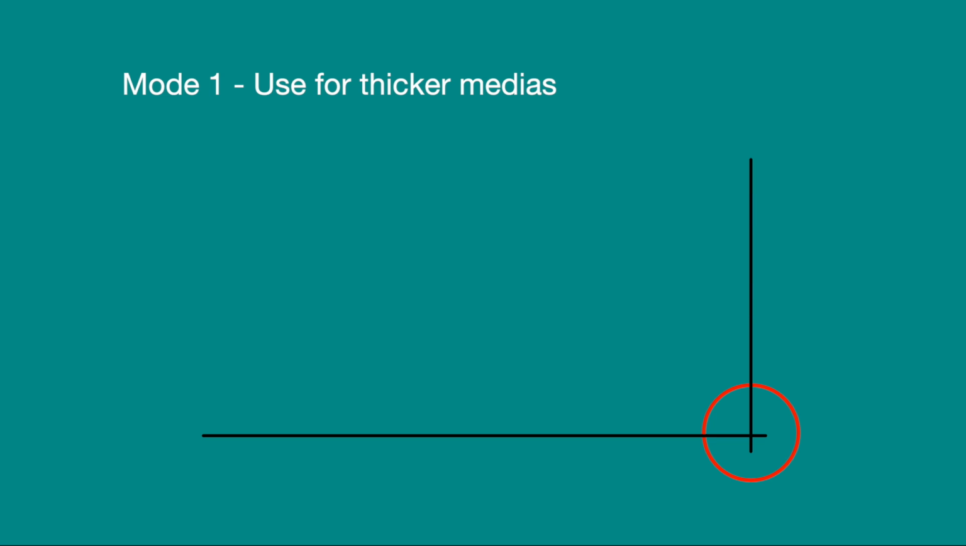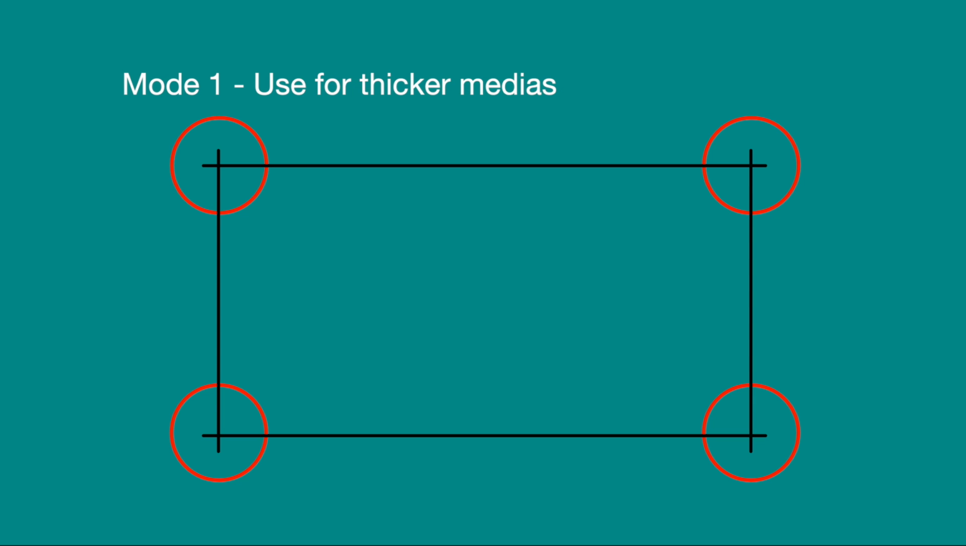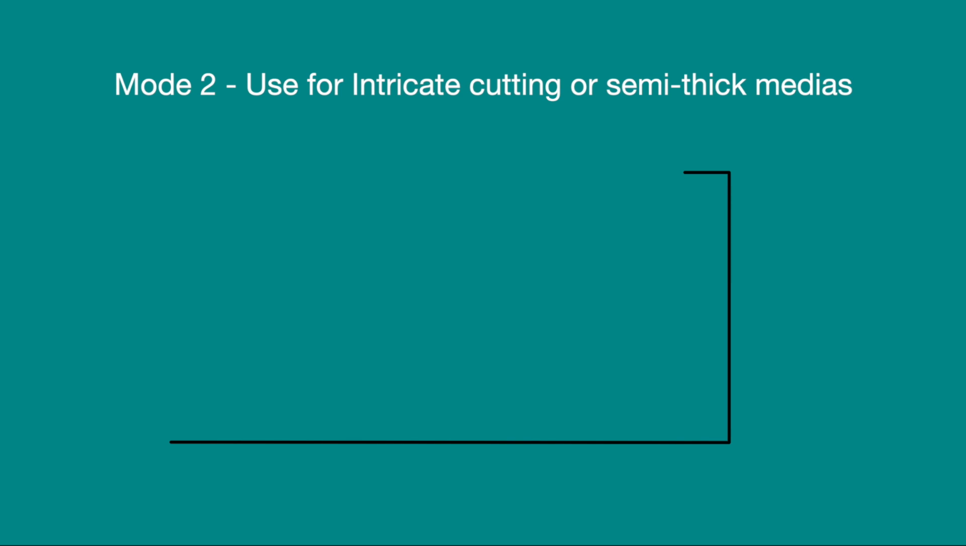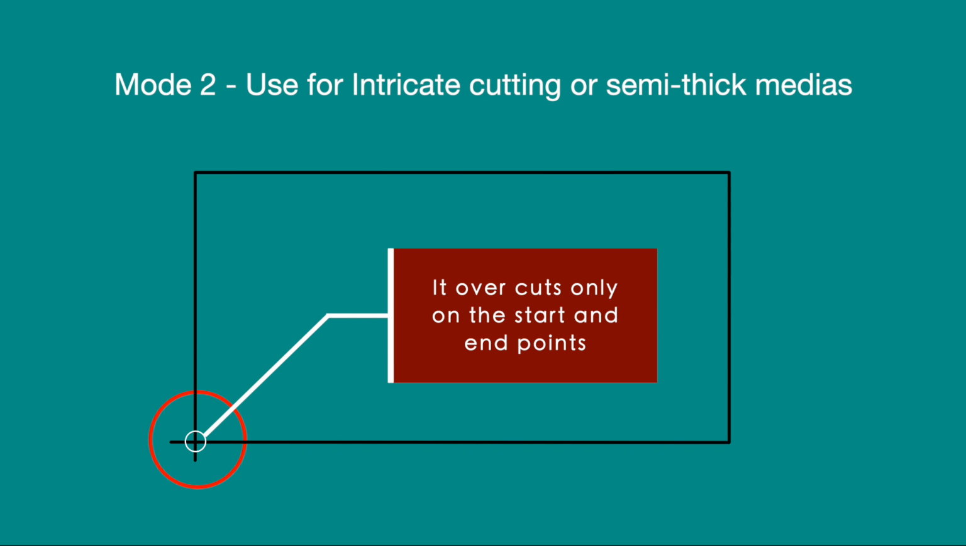Mode 1 will cause the blade to lift at each corner as well as overcut each corner. It is generally used for thicker media because it provides clean corners. Mode 2 is for semi-thick medias. It will cause the blade to lift at each corner, but only overcuts on the corner of the start and end point.